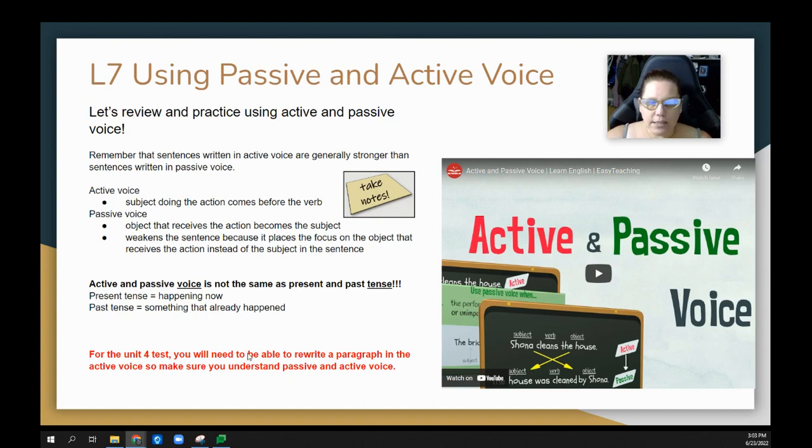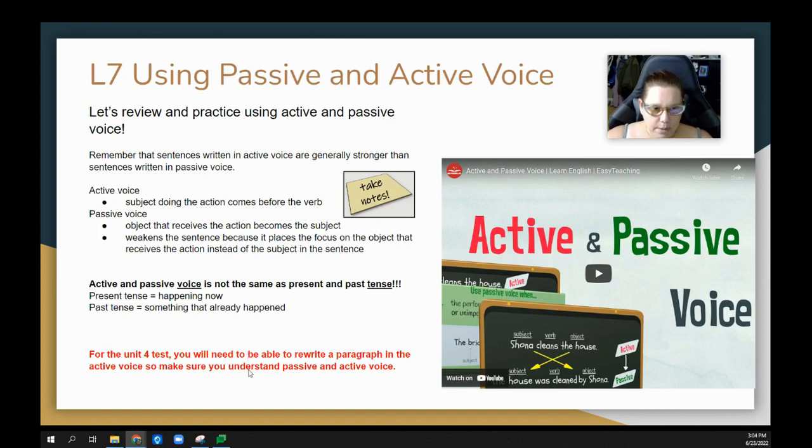Remember that active and passive voice is not the same as active and passive tense. Tense means when it happened. Did it happen in the present tense, or did it happen in the past tense or future tense, right? So there's different tenses that it can happen in. That is different from voice.